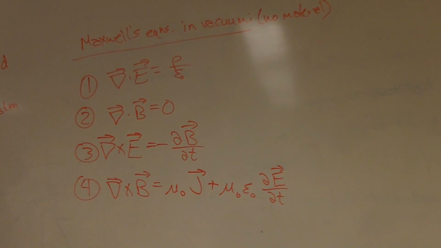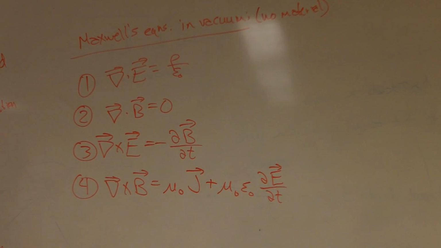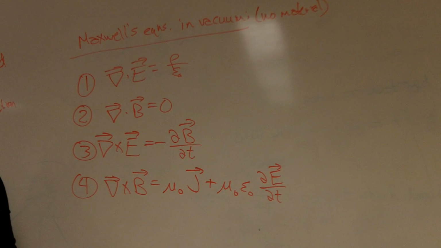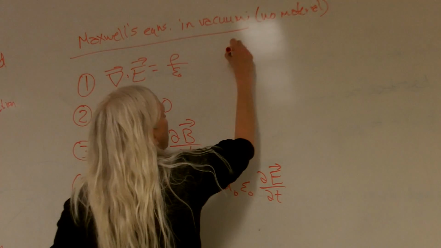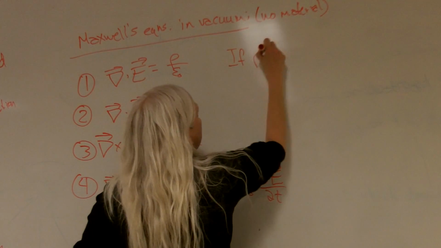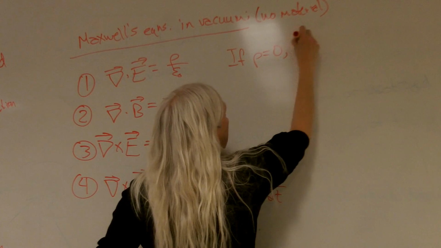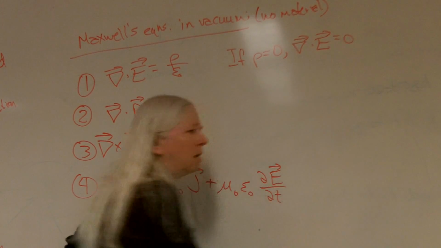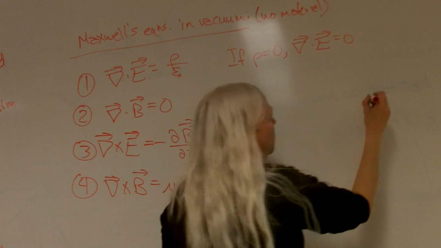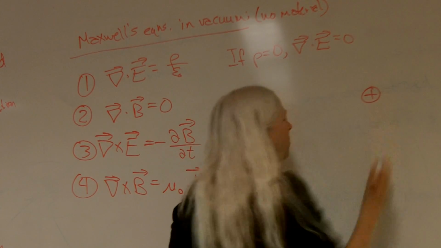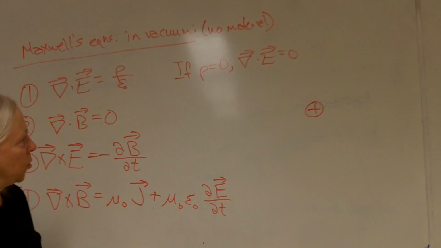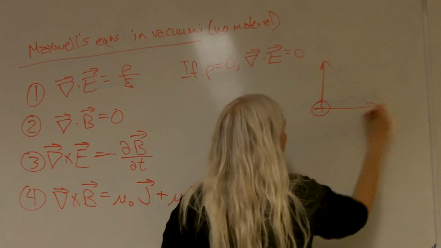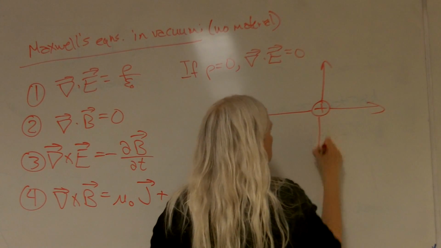The first one has to do with the divergence of the electric field. And we say that's related to the charge density. So in other words, if there are no charges, if rho is equal to 0, then the divergence of E is 0. But let's say we have a positive charge, a positive point charge. We know that it sets up electric field lines that point outward away from it like this.